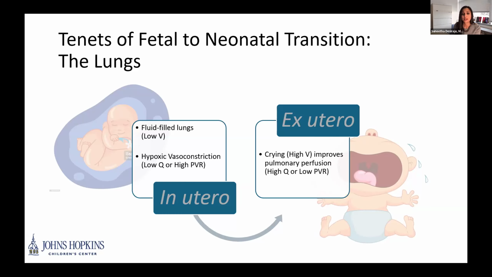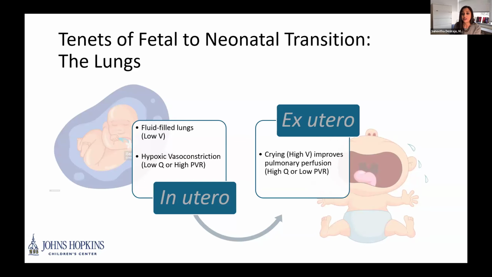Now, once they're born, the healthy baby starts to cry, which improves ventilation, therefore improving pulmonary perfusion. So now we're in a high V, high Q state. And this would happen to CDHs as well, but I'll talk a little bit about how we alter their care.